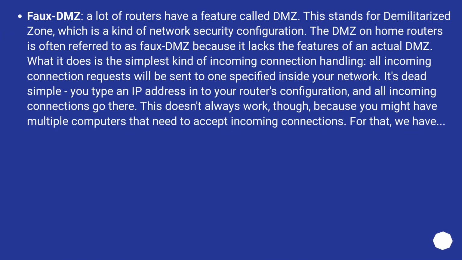For DMZ, a lot of routers have a feature called DMZ. This stands for Demilitarized Zone, which is a kind of network security configuration. The DMZ on home routers is often referred to as faux DMZ because it lacks the features of an actual DMZ. What it does is the simplest kind of incoming connection handling. All incoming connection requests will be sent to one specified computer inside your network. It's dead simple. You type an IP address into your router's configuration, and all incoming connections go there. This doesn't always work, though, because you might have multiple computers that need to accept incoming connections.